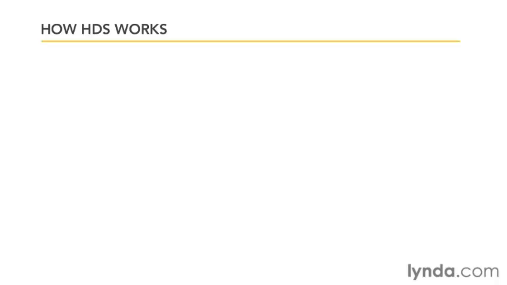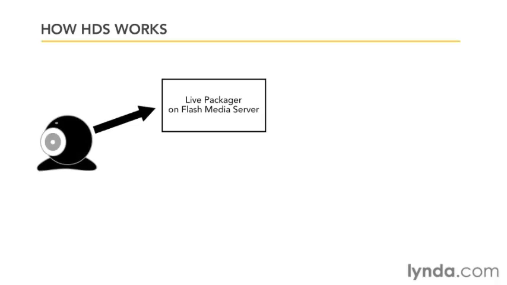Let's take a look at this workflow by looking at how a live stream is captured, packaged, and played back with HDS. In this scenario, first a live stream is captured in Flash Media Live Encoder and then sent to the Live Packager service on FMS. And this is a pre-built application that now ships with all editions of FMS. There, the live stream is packaged automatically in real time, creating the fragments and the manifest file.